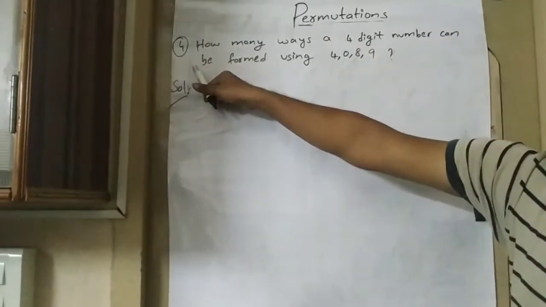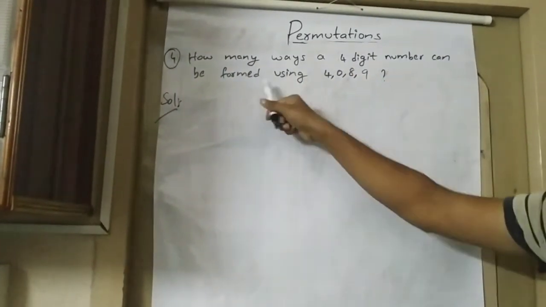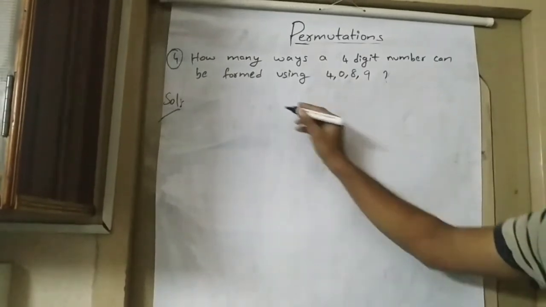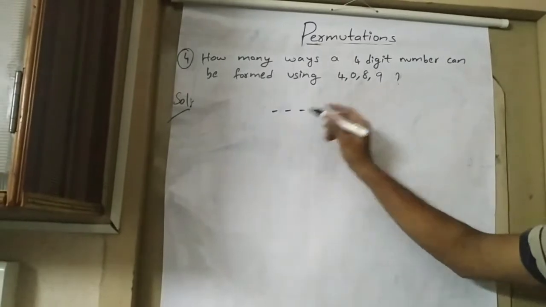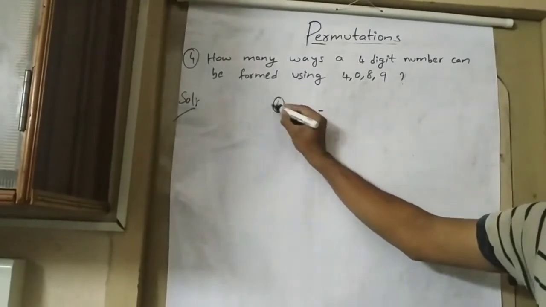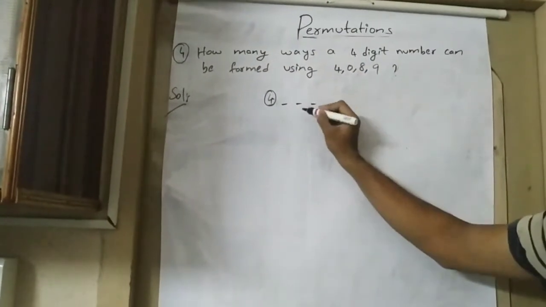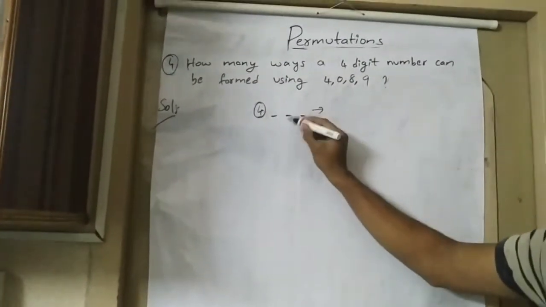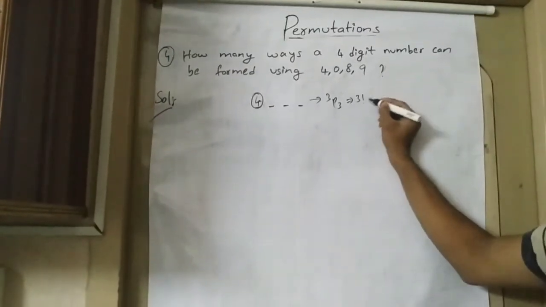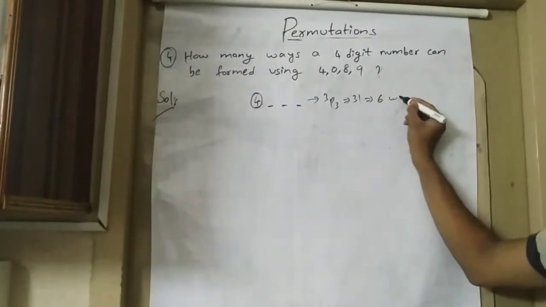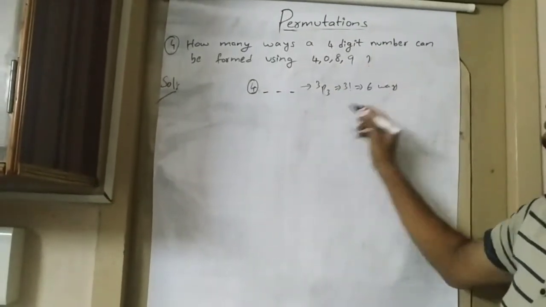Okay. So in this fourth question it is given as how many ways a 4-digit number can be formed using 4089. So we have to form a 4-digit number. First of all, fix 4. If we fix 4, we have to arrange 3 digits in 3 places. That will be 3P3, so that is 3 factorial, that will be 6 ways. So if we fix 4, we can arrange 0, 8, 9 in 6 ways.